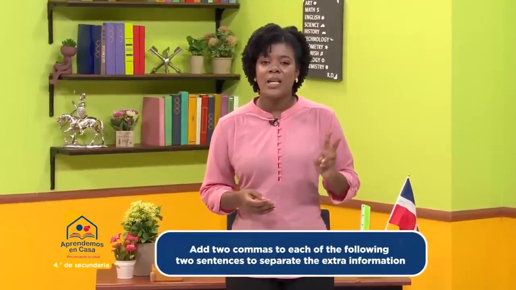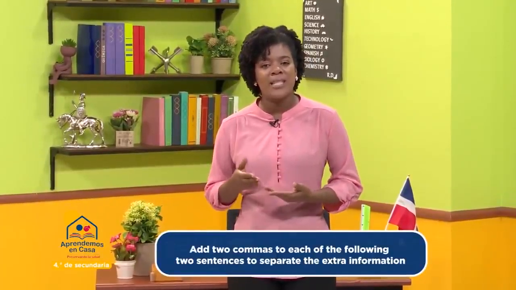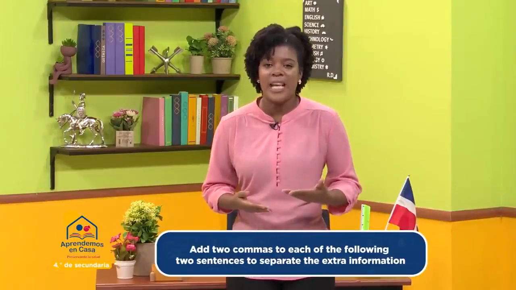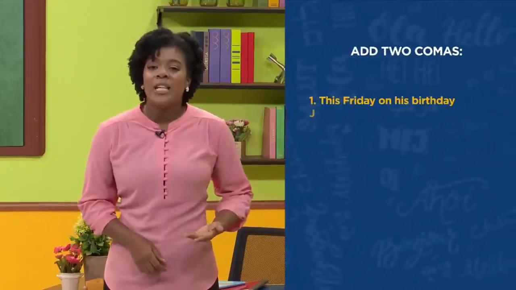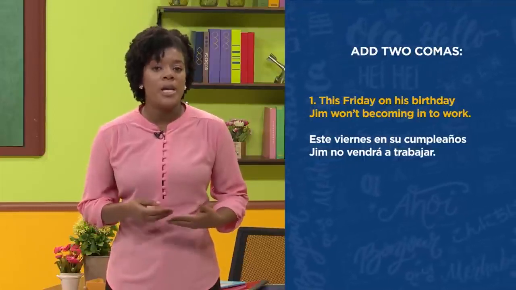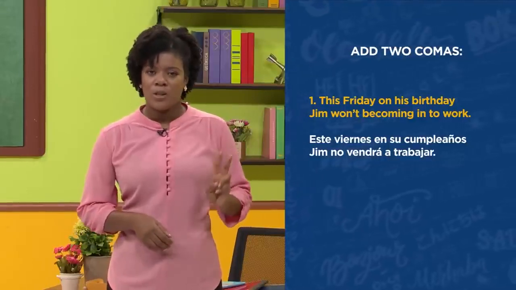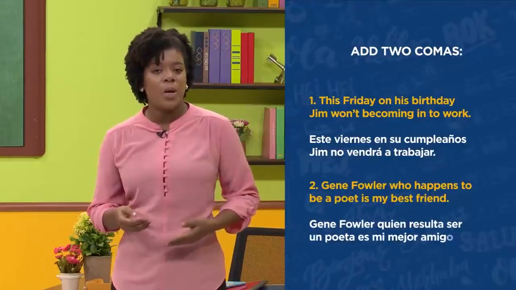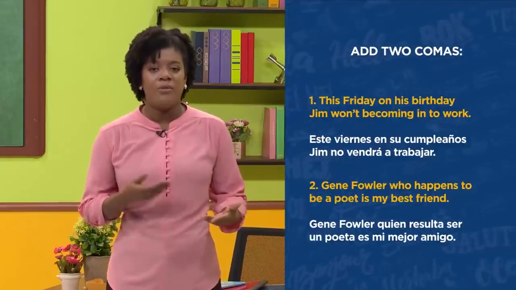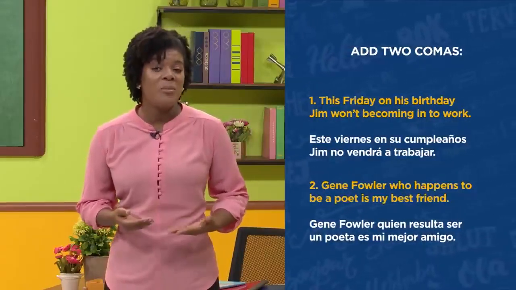Ahora pasemos a realizar la siguiente actividad. Te diré 7 oraciones. Add 2 commas to each of the following sentences to separate the extra information. Agrega 2 comas a cada una de las oraciones para separar la información adicional. 1. This Friday, on his birthday, Jim won't be coming into work. Este viernes, en su cumpleaños, Jim no vendrá a trabajar. 2. Jim Fowler, who happens to be a poet, is my best friend. Jim Fowler, quien resulta ser un poeta, es mi mejor amigo.